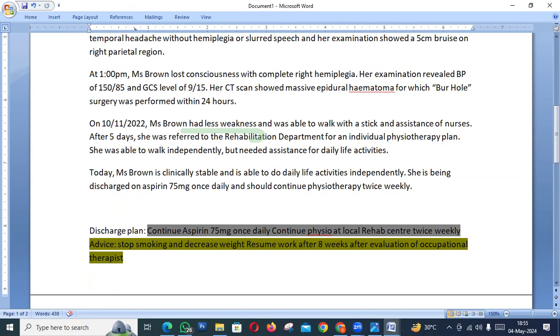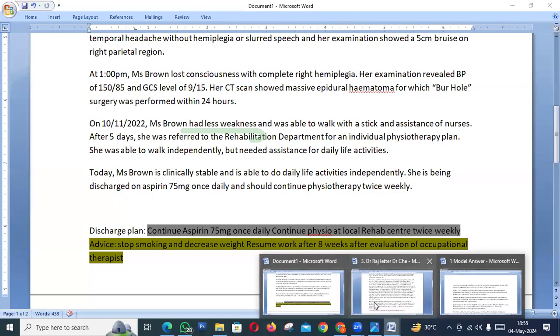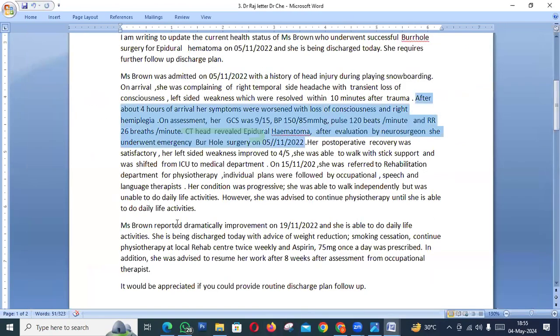Yeah, that's enough. No advice. How will you write the advice? Let us see in Dr. Raj's letter. Reported dramatically improvement. Okay, this I think you have already done, Dr. Raj, IELTS or something, because these words are not needed in OET, dramatically and these things.